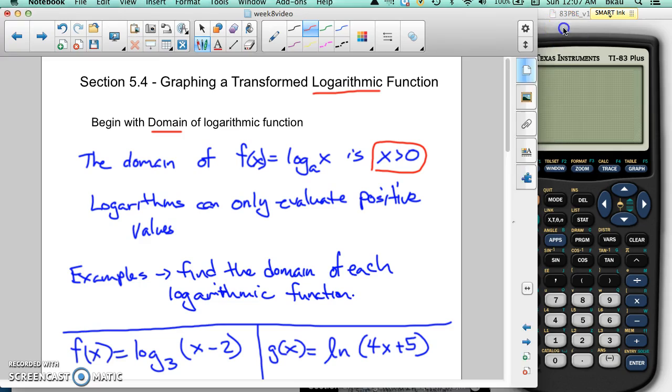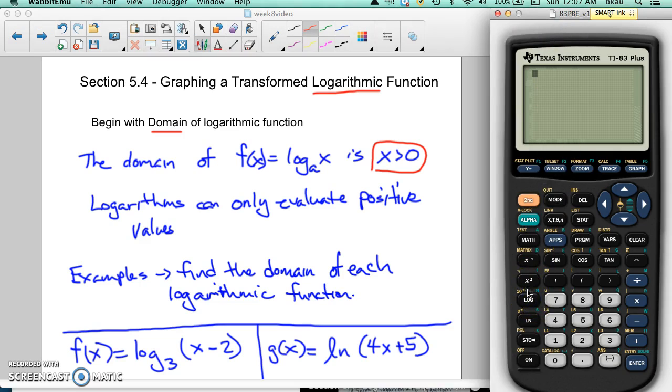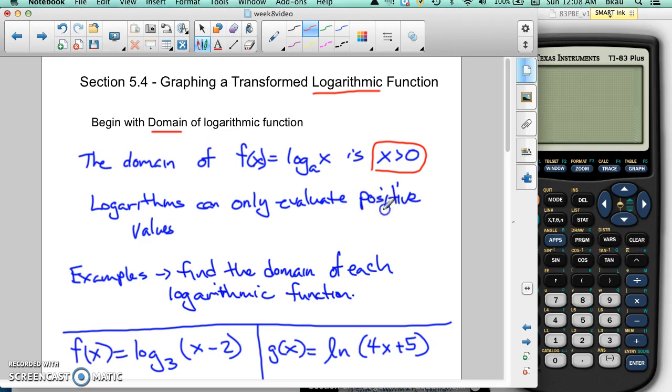If we try to take a log of a negative value, in this case log of -5, it's going to tell us that we can't do that in our calculator. It's going to say we can't evaluate negative numbers. We can't even evaluate 0. If we try to take the log of 0, we can't even do that. It has to be positive values.